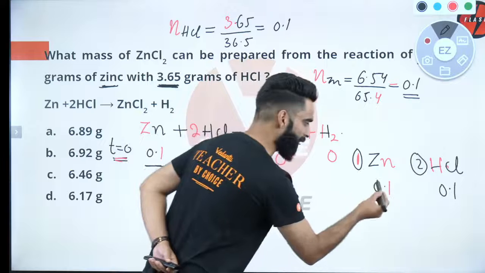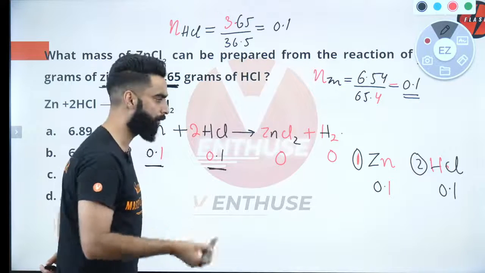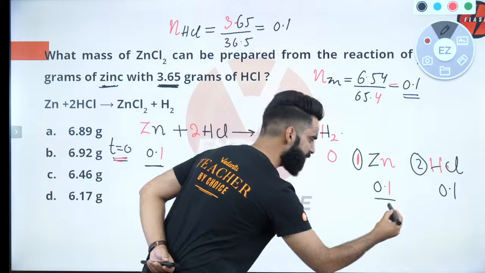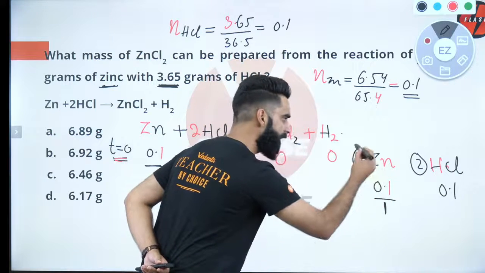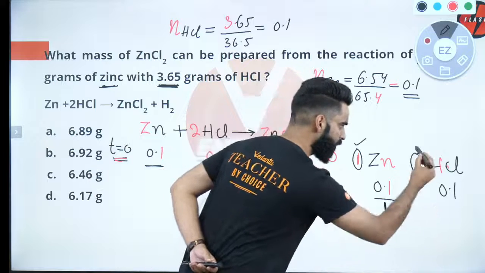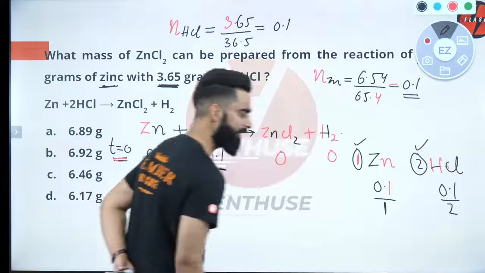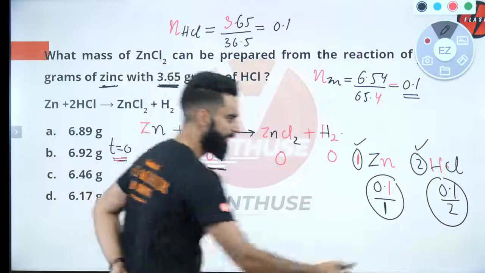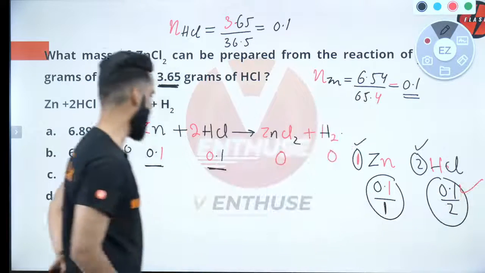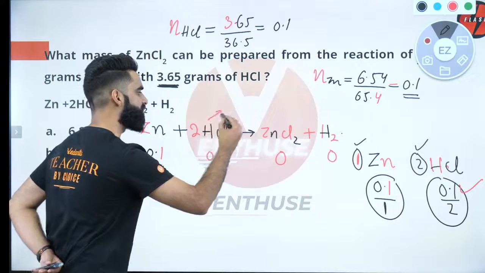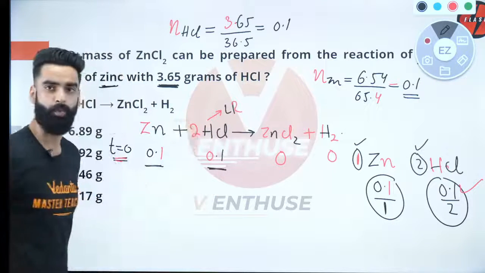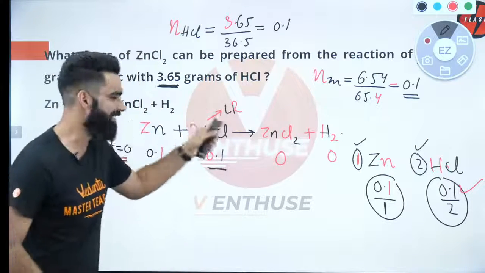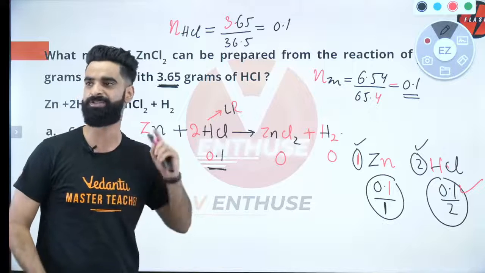Now I'm going to calculate the stoichiometric ratio. For that, I just need to divide these moles by their respective stoichiometric coefficients. 0.1 divided by its stoichiometric coefficient, and 0.1 divided by its stoichiometric coefficient. Now which one among these is the least stoichiometric ratio? This one is the least, so HCl is going to be my limiting reagent over here, because we know the one with the least stoichiometric ratio is always our limiting reagent.